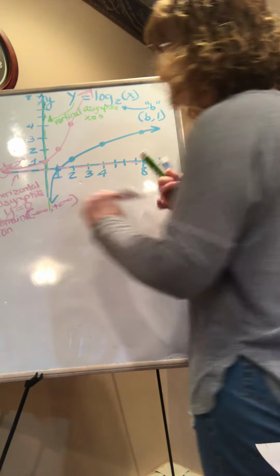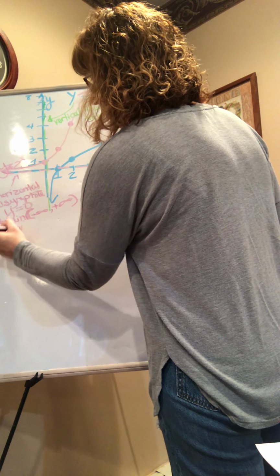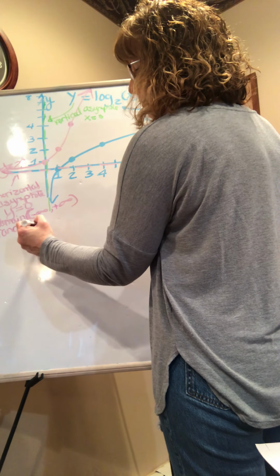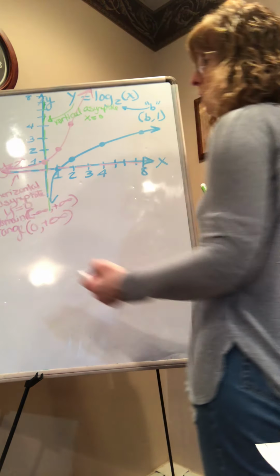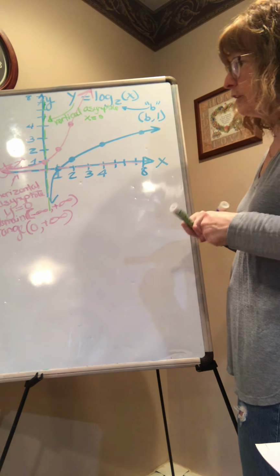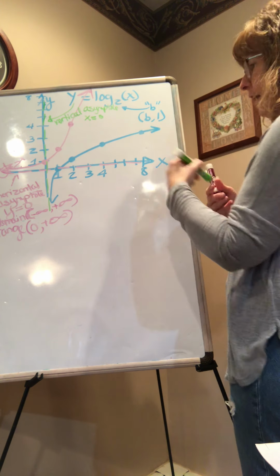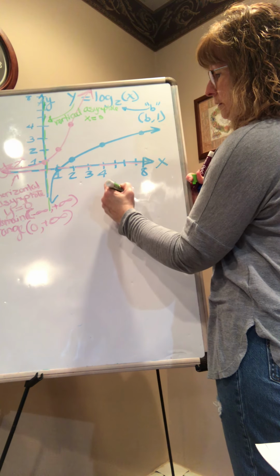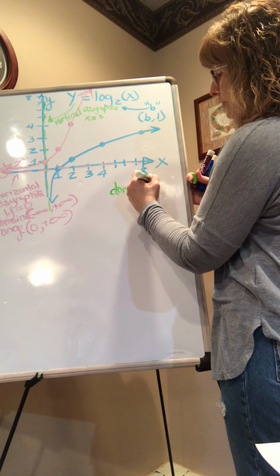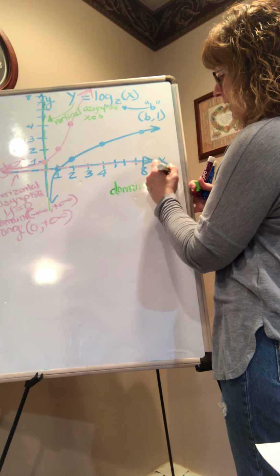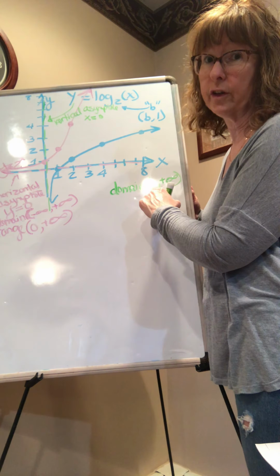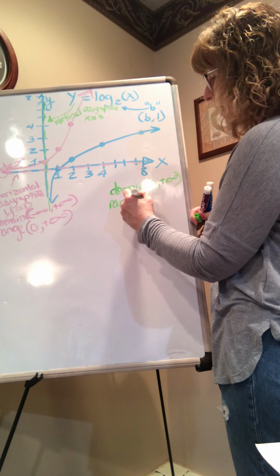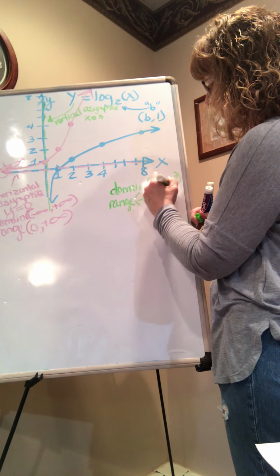So the range was 0 to positive infinity because we were only using positive numbers. Now if we look at the domain and the range on my log graph in blue, my domain is 0 to positive infinity. And again, I'm above 0. I can't touch 0. And my range is now negative infinity to positive infinity.